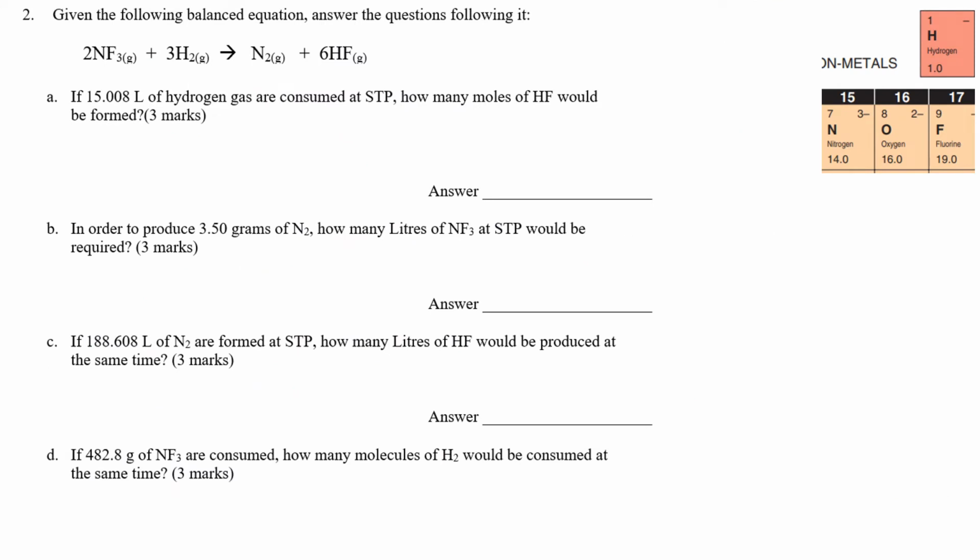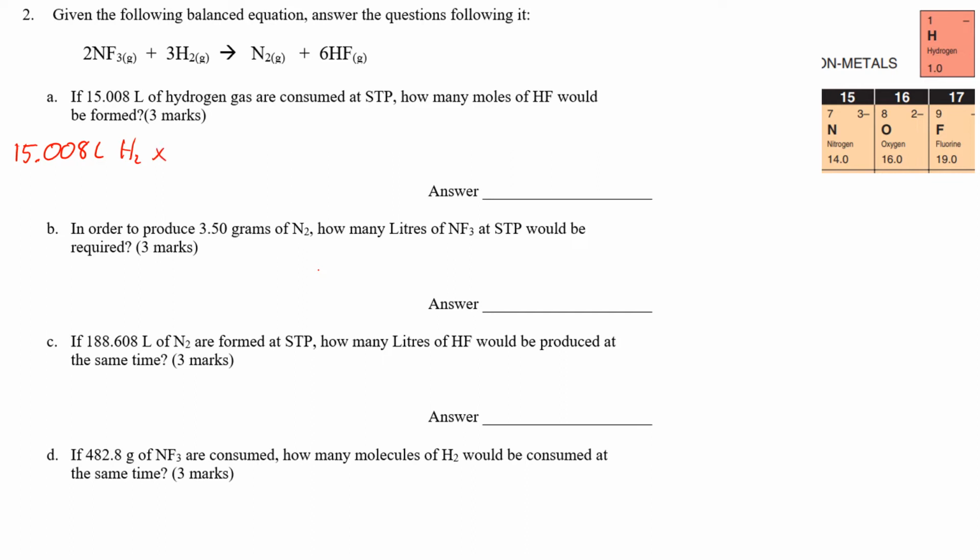Okay, now for this one, we have something a little bit different. It says liters at STP. Whenever you see liters at STP, that means you can start to use that 22.4 liters per mole value. You can only use that when things are at STP, and you can only use that when things are a gas. So that's really important. Anyways, this question says I start with 15.008 liters of hydrogen gas, H2.